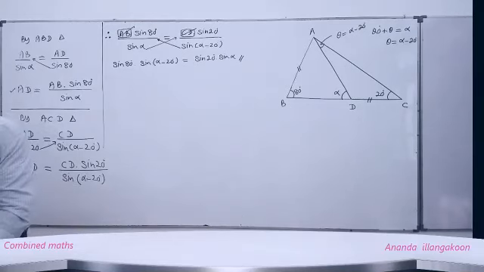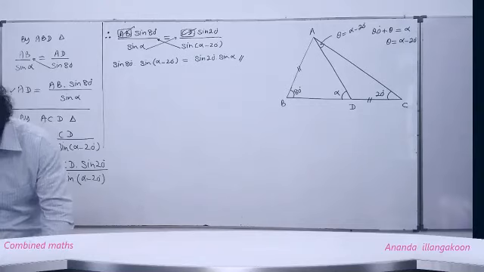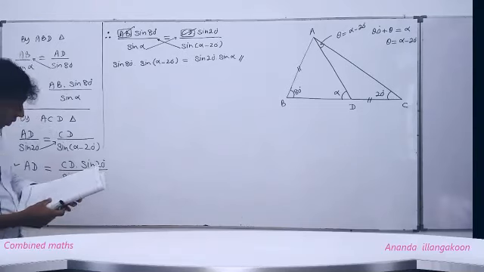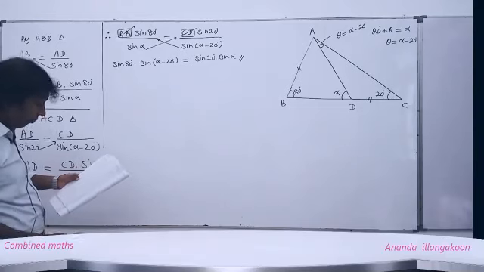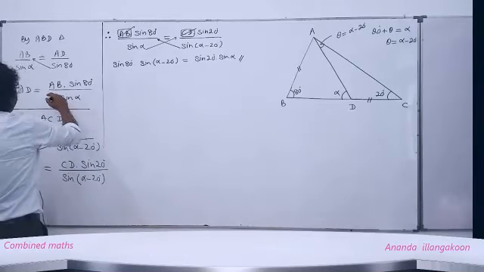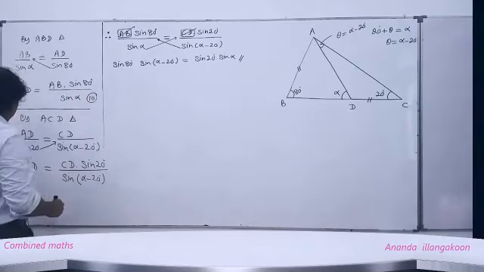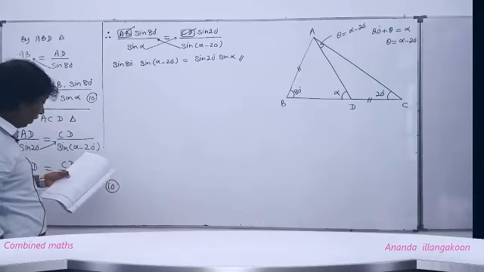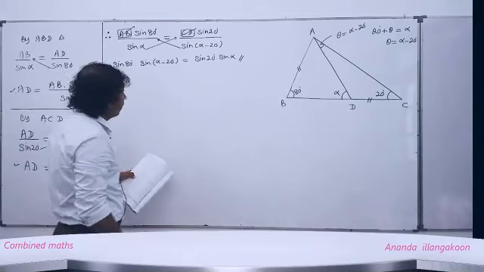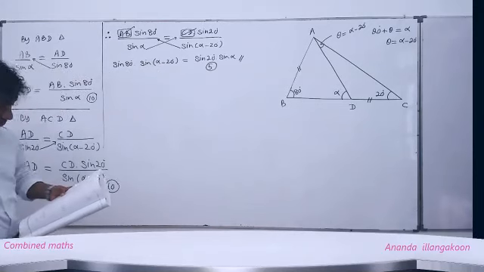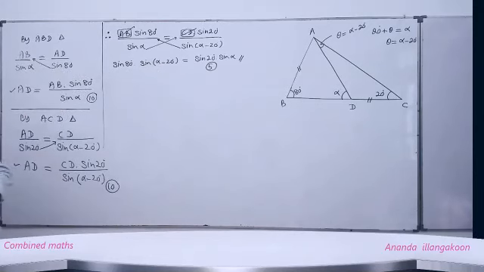Now let's see, people, the marks here. Yeah, the marks come in like this. Applying the sine rule and making AD the subject like this, 10 marks. Here also 10 marks. And equating these two, simplifying and getting this answer, 5 marks. That is okay now.